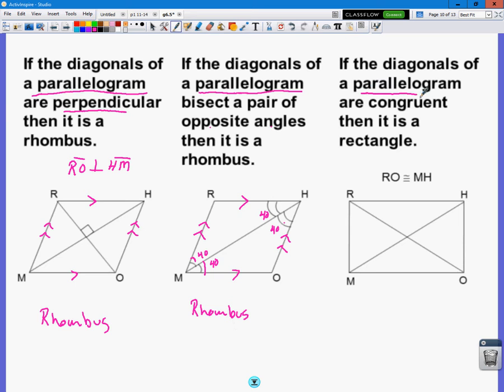If I start out with a parallelogram and I find out that in my parallelogram the diagonal RO is the same as the diagonal MH, then I know that this parallelogram is forced into being a rectangle. And if it's forced into being a rectangle, all of these angles will be 90 degrees.